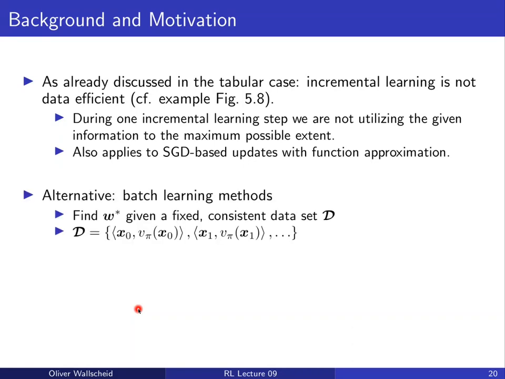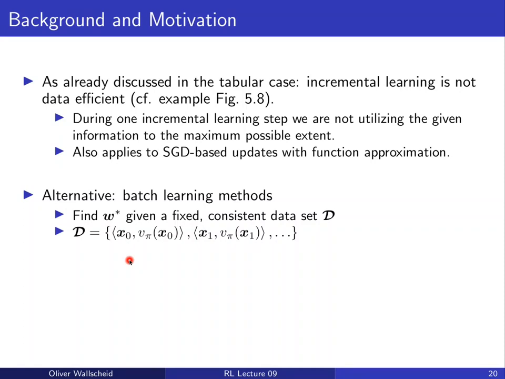And the idea here, as we also discussed in the tabular case, is to apply batch learning. So we assume that we have a fixed and consistent data set D, consisting of course of states and the targets, so the state value targets, or at least, if we don't have the true targets, an estimate of the true target in the Monte Carlo or temporal difference sense. And we want to use that batch of data in order to find w star, the parameter vector which gives us the best possible prediction performance.